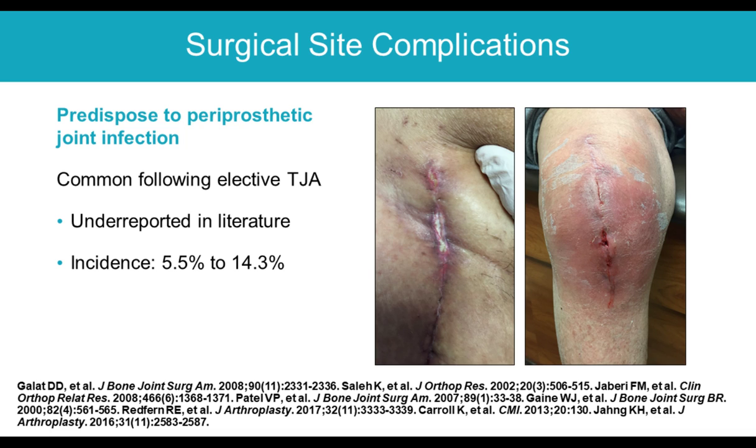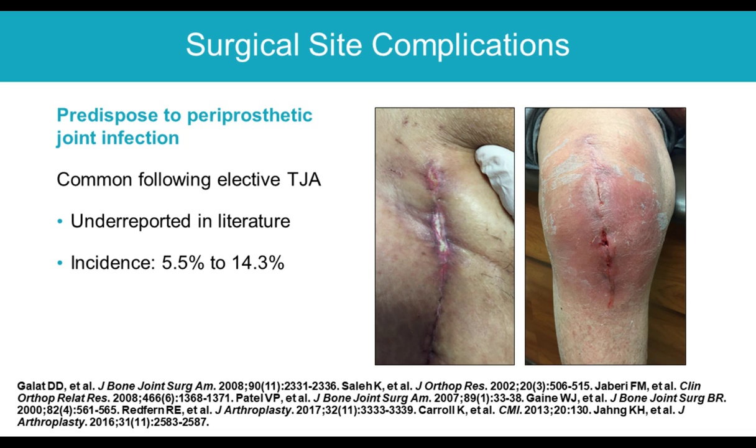One of the leading causes of periprosthetic joint infection starts with incision healing. And incisions that don't heal well initially, that have delayed wound healing or dehiscence, are things that we call a surgical site complication, and these have clearly been associated with a predisposition to development of one of these periprosthetic joint infections. These are relatively common following elective total joint replacement, but unfortunately they're underreported in our orthopedic literature. Not a lot of papers describe how often these happen.